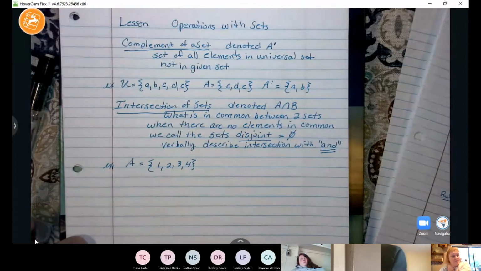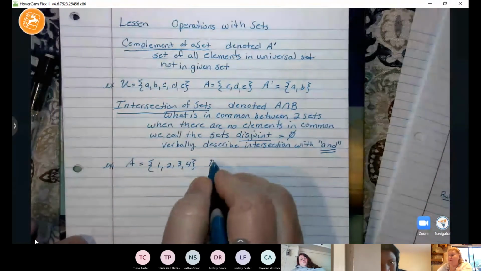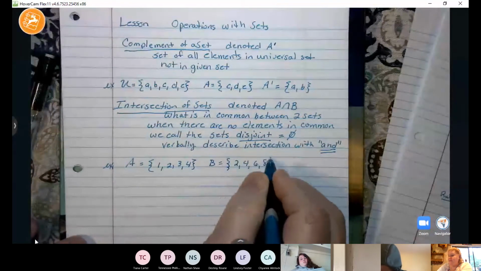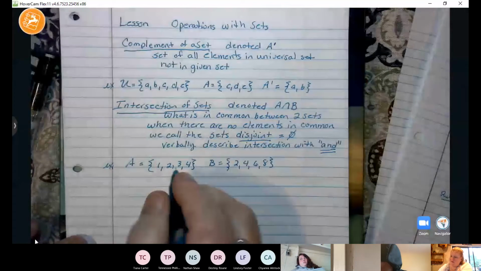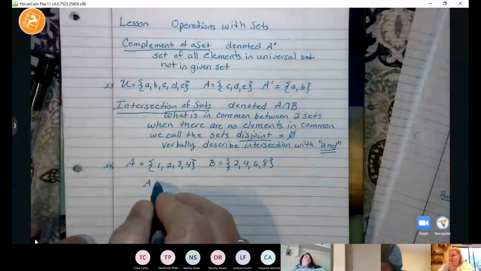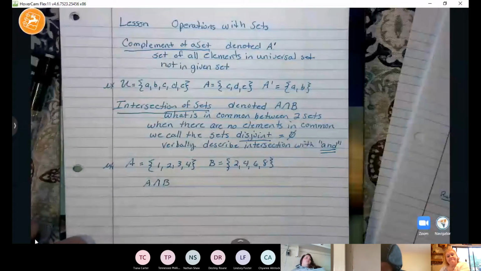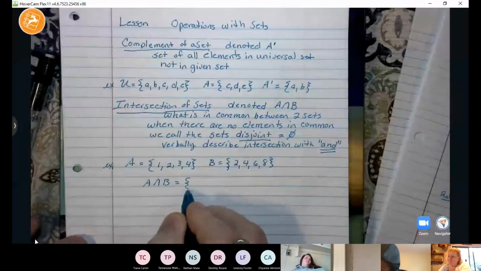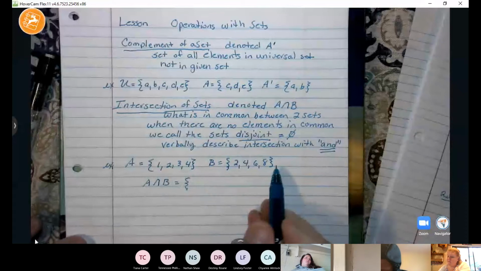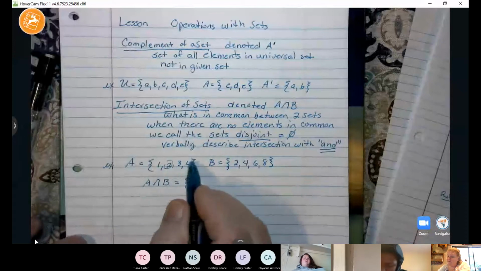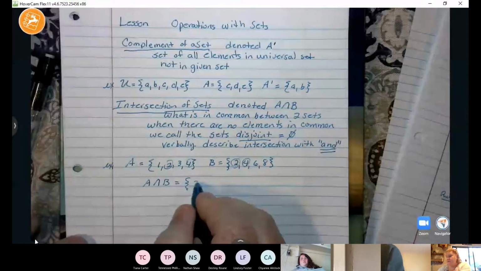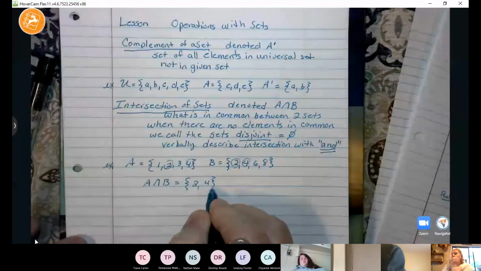So we have set A, 1, 2, 3, 4. We have set B, 2, 4, 6, 8. And we want to find A intersect B. What is in common between set A and set B? That would be the 2. What do they both have in common? Would be the 2, 4.